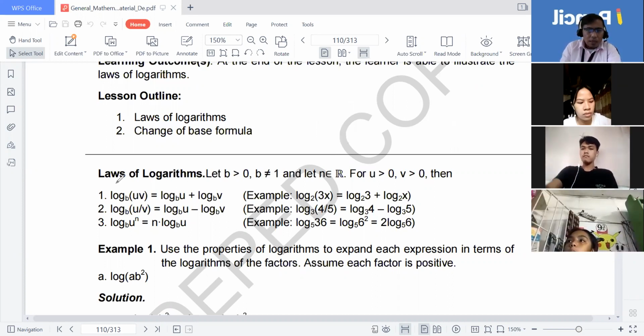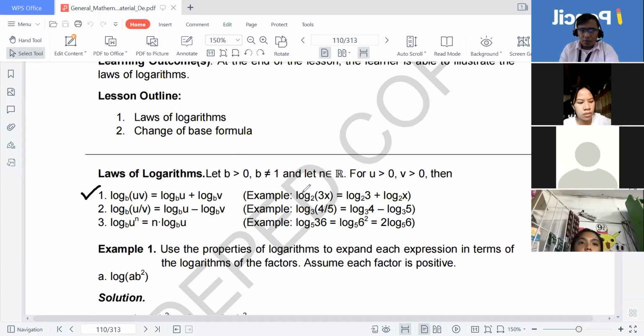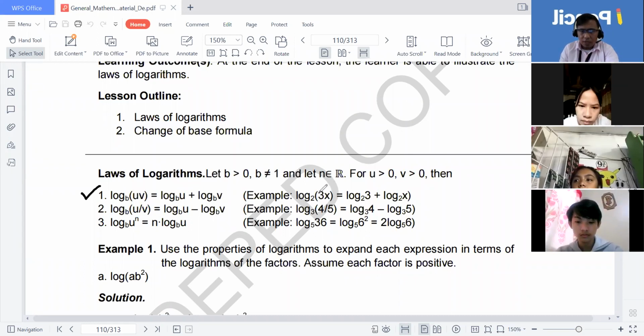The first law states that if you have log of u times v base b, that is just equal to the logarithm of u base b plus the logarithm of v base b. For example, if you have logarithm of 3x base 2, that can be written as logarithm of 3 base 2 plus logarithm of x base 2. As simple as that. This is the law of logarithm under multiplication.